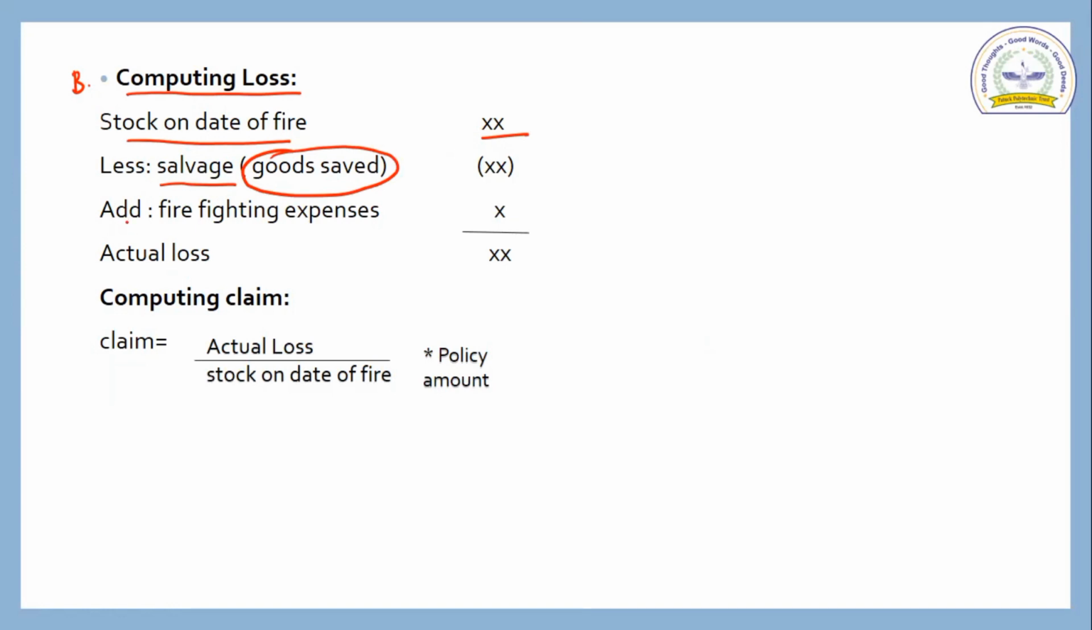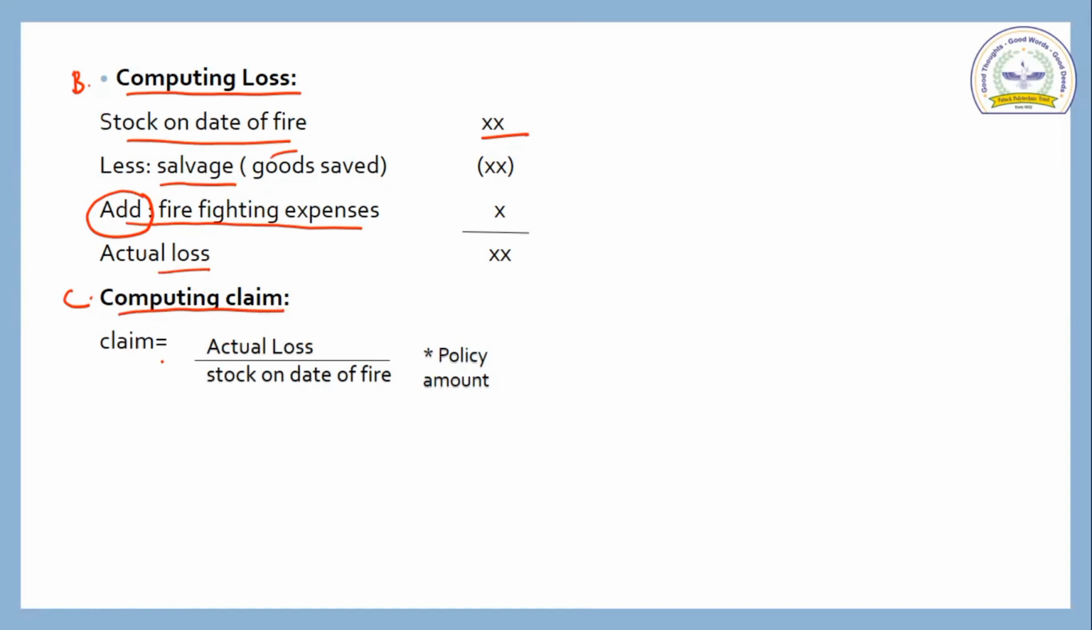Sometimes in the questions there will be an expense known as firefighting expenses. If firefighting expenses are given in the question, we are going to add these expenses because we are incurring them for firefighting. So we calculate this in the process of computing loss, and we will get the actual loss. Once we get the actual loss, the third step is computing claim, students.